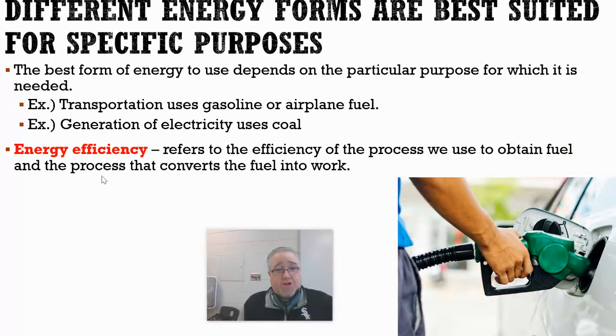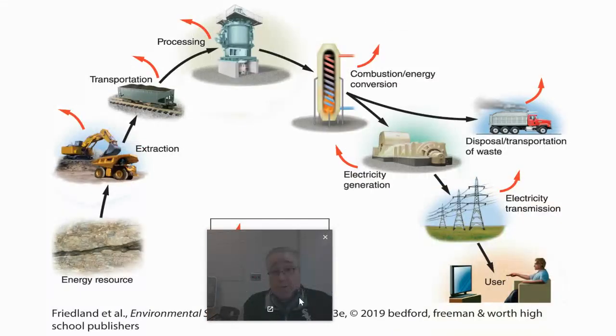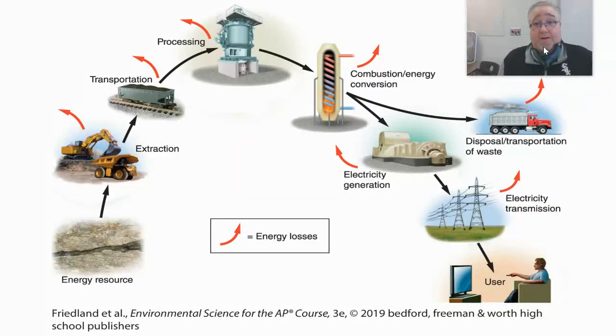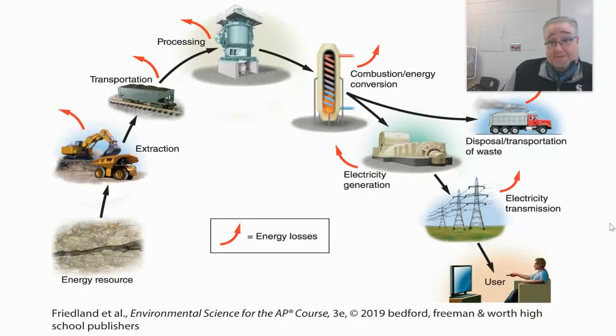So there's a term here called energy efficiency. Energy efficiency basically refers to how efficient the process is of not only obtaining the fuel, we have to obtain coal, but then converting that into energy that can be used for work. For example, converting that into electricity, or taking natural gas and oil and converting that into, let's say, a fuel to either heat your home or to power your car. These efficiencies are really important. Here's a really good example of energy efficiency, or I should say the lack of efficiency.